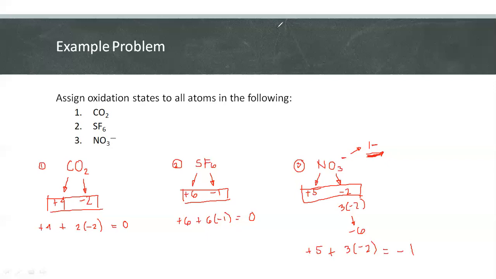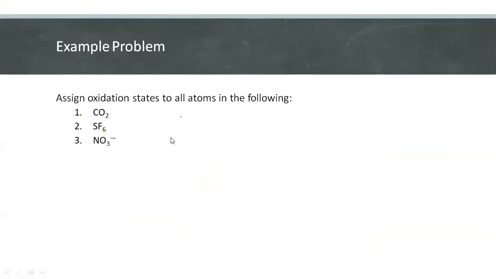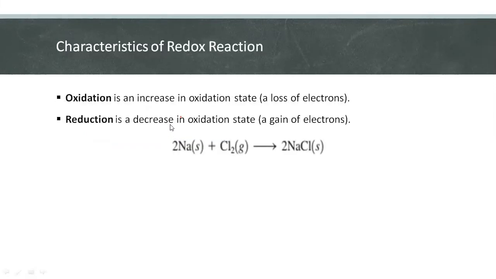Okay, so let's move on. Characteristics of a redox reaction. Oxidation-reduction reactions, or redox reactions, are characterized by a transfer of electrons. Oxidation is an increase in oxidation state, meaning it has lost electrons. And reduction is a decrease in oxidation state, meaning it gained electrons. So take note of the analogy in the way we characterize or define oxidation and reduction.